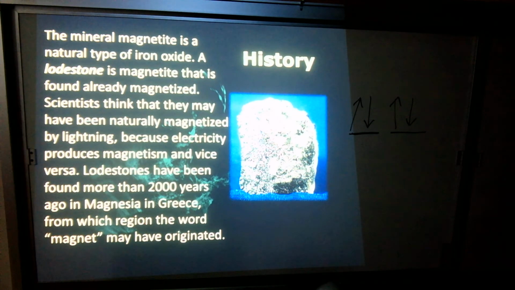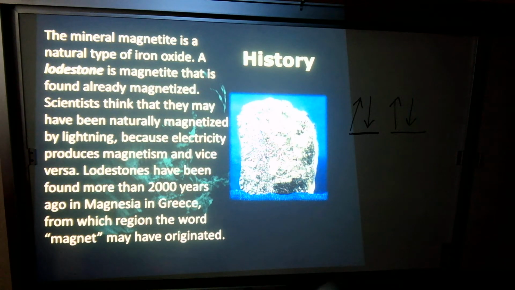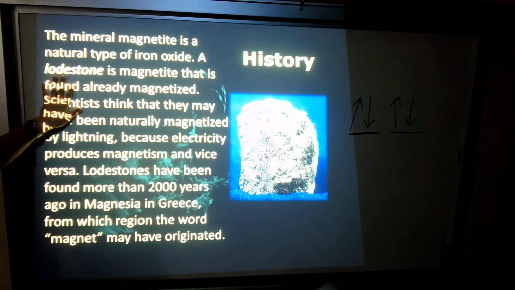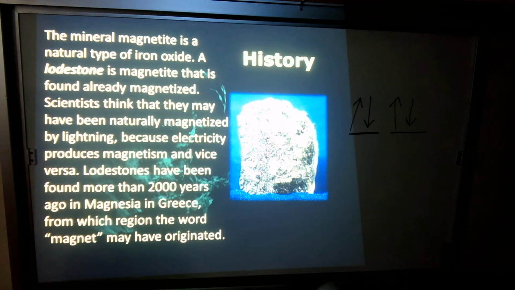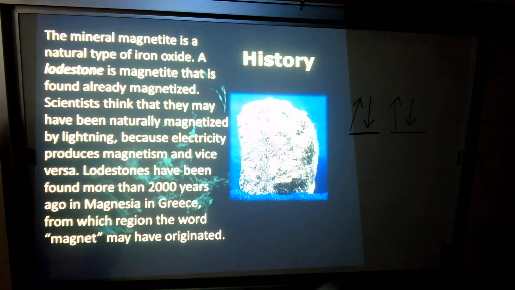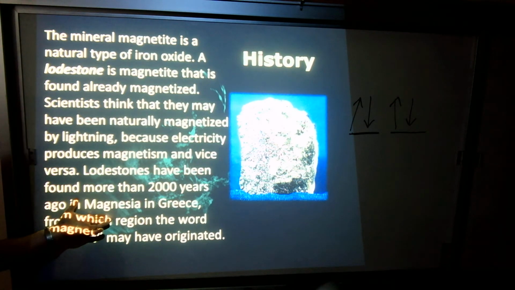Whenever there's electricity, there is a magnetic field. They always go together. So if you've got a lot of electricity, like lightning is a lot of electricity, it has a strong magnetic field next to it, and that strong magnetic field can turn these pieces of iron into magnets, like actually magnetized magnets. So that's what scientists think that lodestones are. Lodestones are magnetite that's found already magnetized. Somebody found one in the region of Magnesia in Greece long ago, and people also found them other places, and we think that maybe that's why magnets are called magnets, because of this region, Magnesia, but we don't really know.